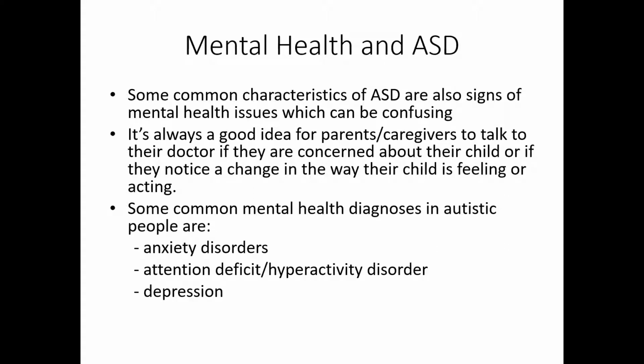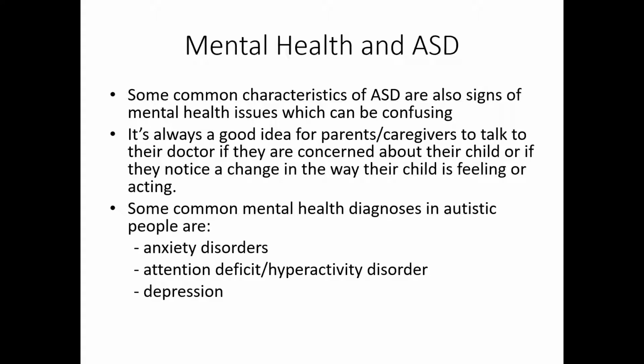Some common characteristics of autism are also signs of mental health issues, which can be confusing. Often those symptoms can get overlooked because people will think, oh, well, it's just a symptom of autism, that's not a mental health issue. It can be confusing for family and sometimes also for the professionals diagnosing and the doctors assessing. So it's always a good idea for parents and caregivers to talk to their doctor if they are concerned about their child or if they notice any changes in the way their child is feeling or acting. It's always important to rule out medical conditions and mental health challenges, instead of presuming that it's just an autism characteristic that they're experiencing.